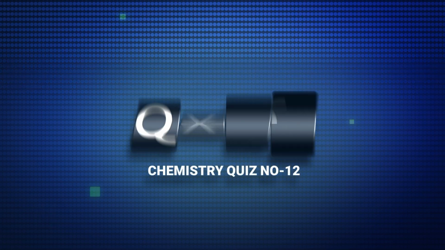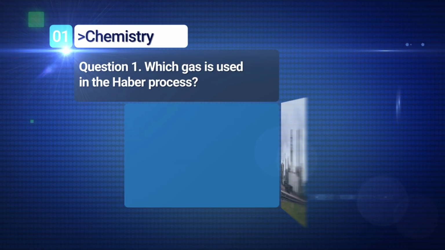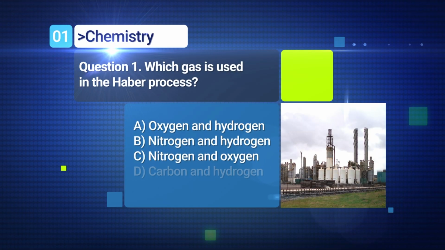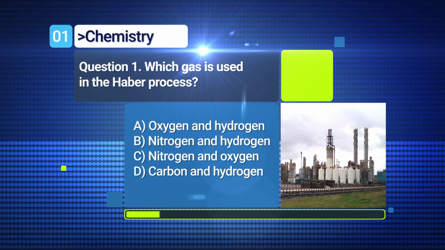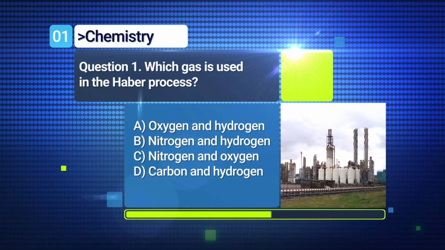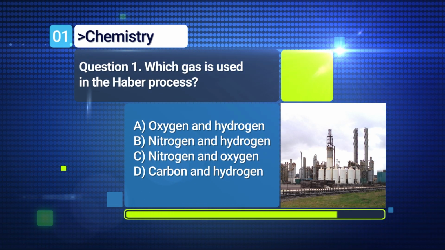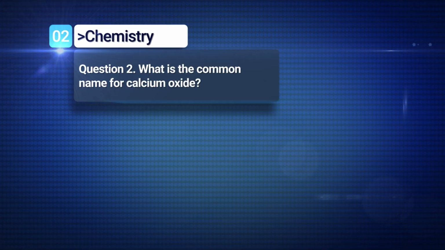U.S. School Chemistry Fundamentals Quiz 12. Question 1. Which gas is used in the Haber process? A. Oxygen and hydrogen. B. Nitrogen and hydrogen. C. Nitrogen and oxygen. D. Carbon and hydrogen. Answer: B. Nitrogen and hydrogen.